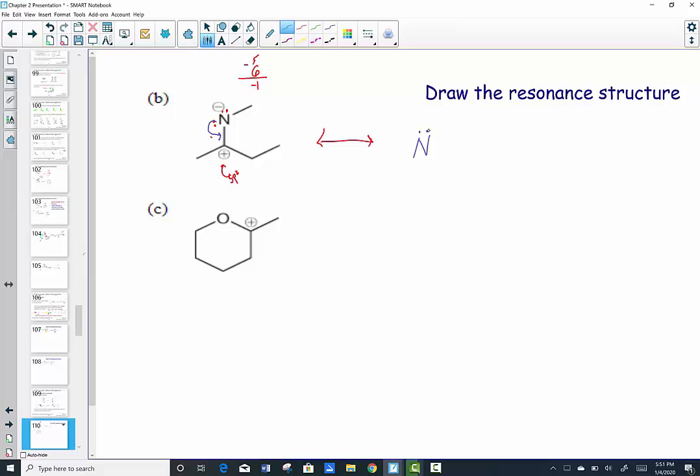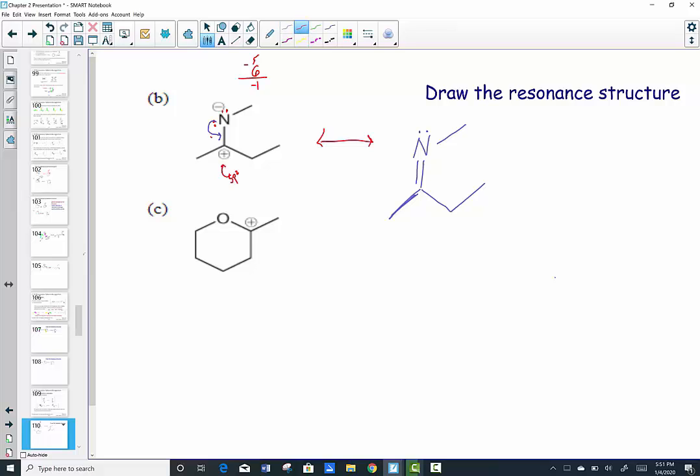Nitrogen still has 1 lone pair. It's leading off to another carbon. It now has a double bond leading to a carbon like this. Actually, it should be like this. The double bond is between carbon like this. That's better. All right, so what about formal charges?